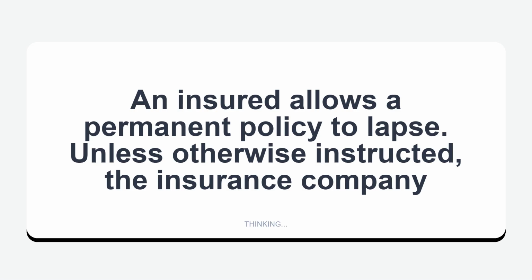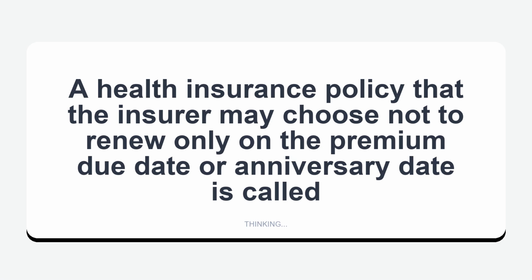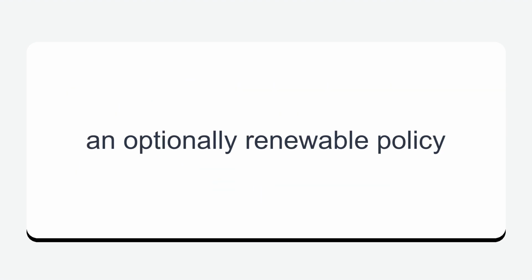An insured allows a permanent policy to lapse. Unless otherwise instructed, the insurance company will automatically institute the extended term option. A health insurance policy that the insurer may choose not to renew only on the premium due date or anniversary date is called an optionally renewable policy.